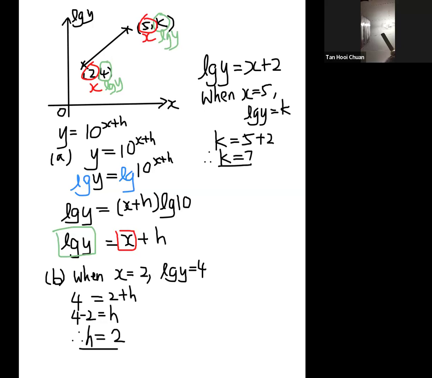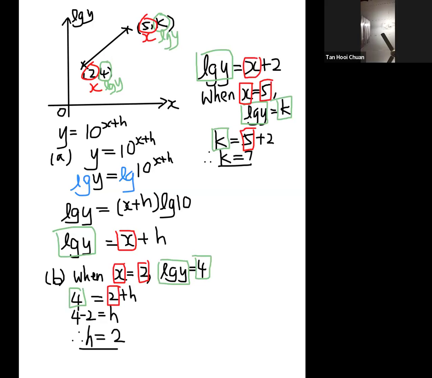Any questions? Just a grade X and a grade Y story. This grade Y. So this grade X. This grade X. Any questions? Yeah, if no question, I show you the next one.